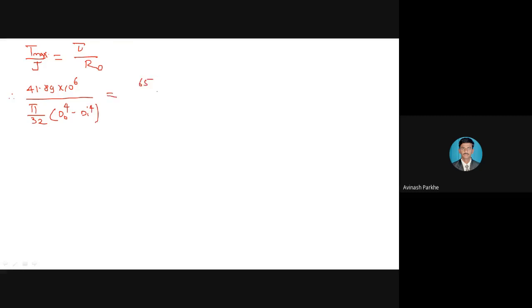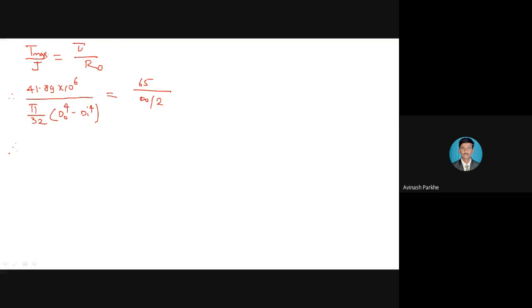How much tau max is given? 65 divided by Ro. If I have to calculate the outer radius, that means Ro is capital Do divided by 2. So this is the condition I have written. I have kept the value of T max. I have to put the value of J, the polar moment of inertia. We know the formula: pi by 32 into (capital Do raised to 4 minus small d raised to 4) is equal to 65 as it is. If I have to calculate the radius of the outer circle, radius means diameter divided by 2.